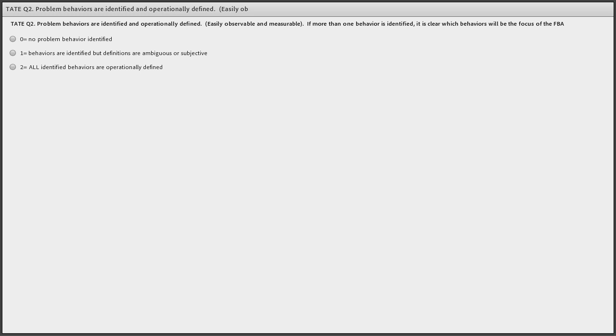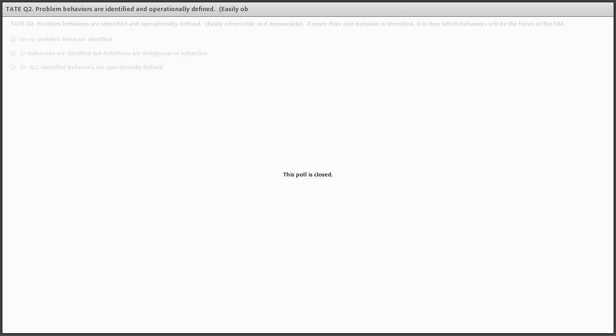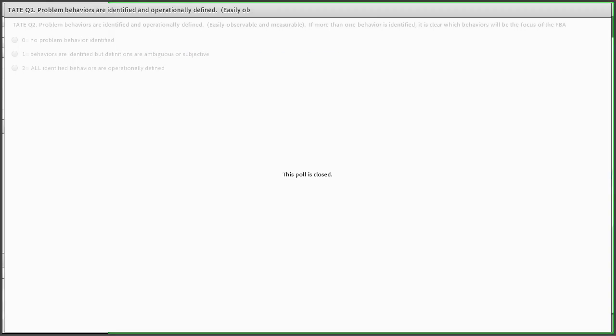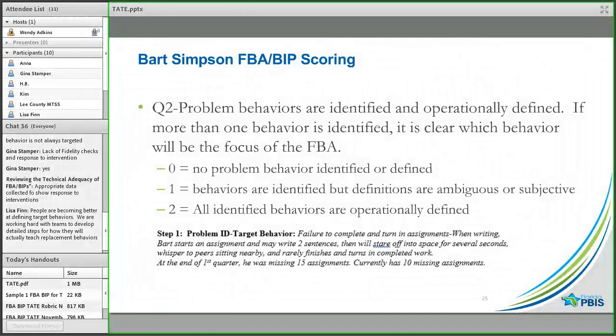Okay, so we have 4 people who said they would give it a 1 and 3 who would give it a 2. You guys did really well because it is between a 1 and a 2. We definitely know it's not a 0. Kathy and I gave it a 2. What I'm going to do is once you score the whole thing, we'll end it with the link. I will send you the master and an adequate version of Bart Simpson's FBA BIP.